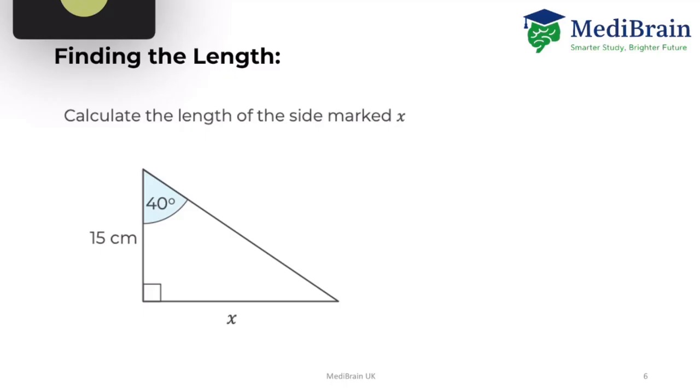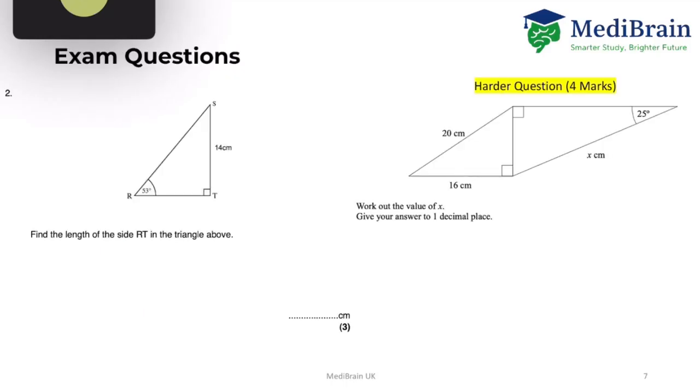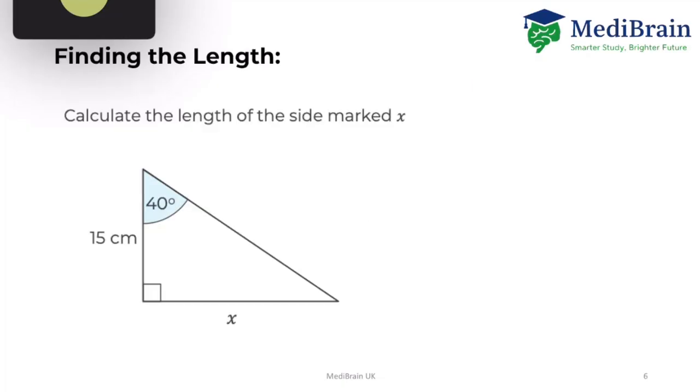Looking at an example now. So I'm going to run through this example, and then I've got an exam question that we're going to go through together. So I'm going to let you guys have a go at it, and then I'll go through it. And then if you feel confident on this topic, I've got a harder question for you guys to have a go at, which I've got a mock scheme for as well. So, finding the length. This is how you answer trigonometry questions where you have to work out the side.